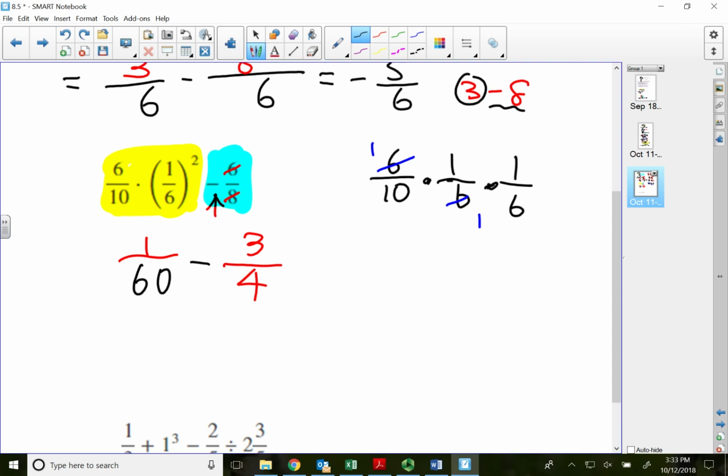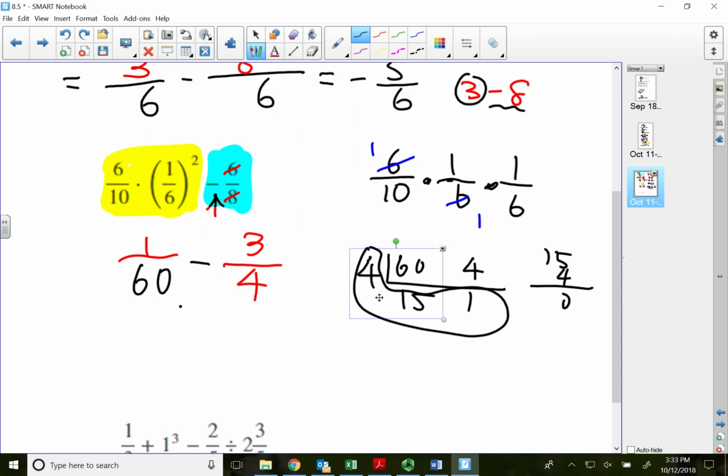Because I would rather have a 4 down here than an 8 when it comes to finding the LCD. Because now the LCD of 60 and 4, I believe 15 times 4 is 60, isn't it? All right, so that's actually just going to be 60, because 4 can go into 60 15 times. So multiply all the outside. The LCD is 60.